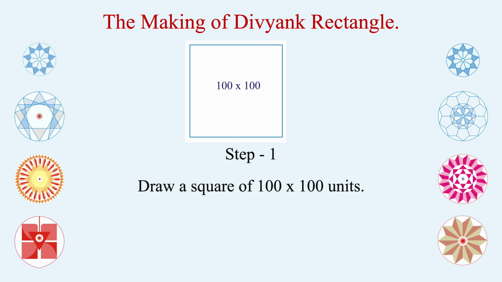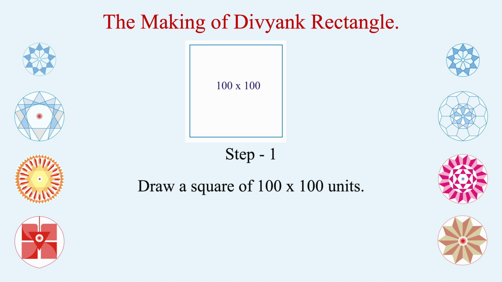Now I am going to show you how I have found the DIVYANK rectangle with a perfect value of length and breadth of the golden rectangle or golden ratio. This is ratio mean 100 into 100 is taken as the first square, as you have seen in the very picture. That is the first step. It's a square of 100 into 100.